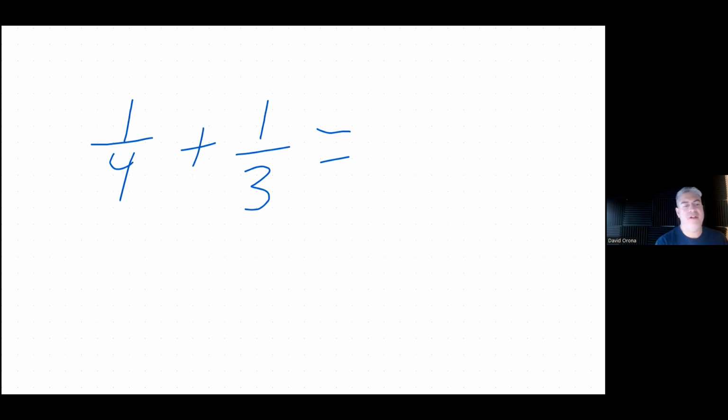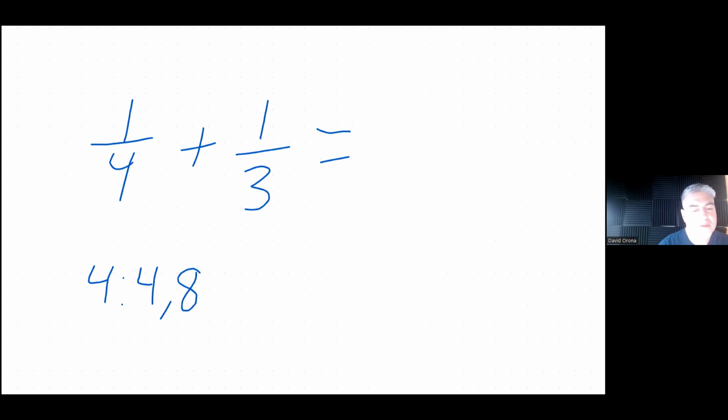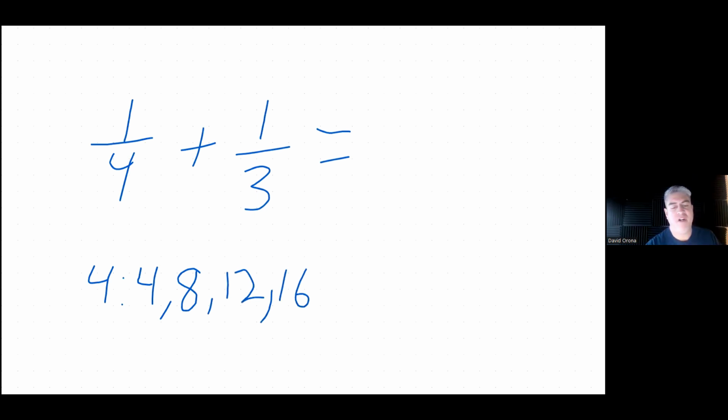Okay, another way to find out the least common multiples is to write out the multiples of each of the denominators. So we start with 4. The first multiple of 4 is, of course, 4, because 4 times 1 is 4. 4 times 2 is 8. 4 times 3 is 12. 4 times 4 is 16. I usually like to make about 4 or 5 of them, and 4 times 5 is 20.